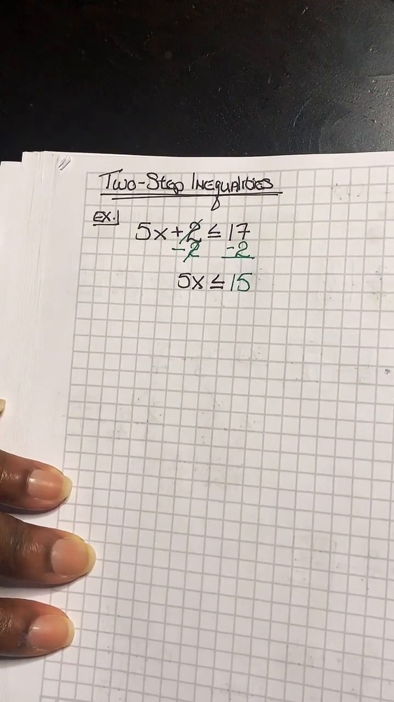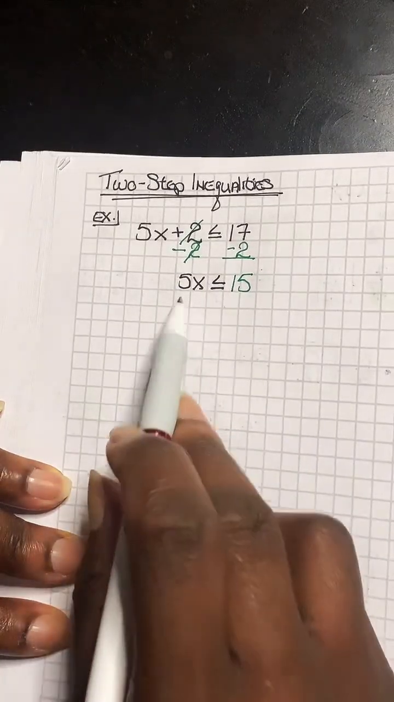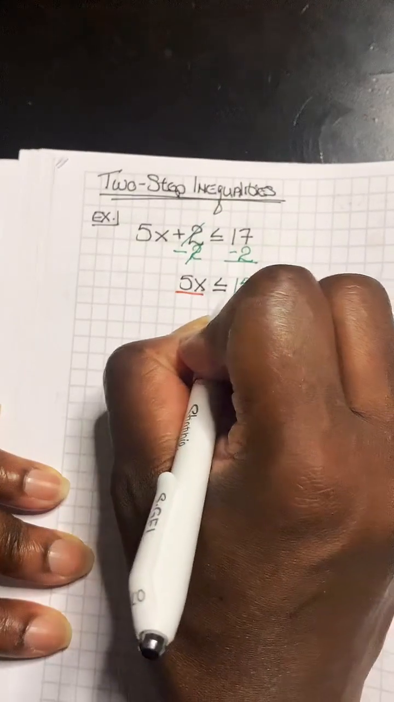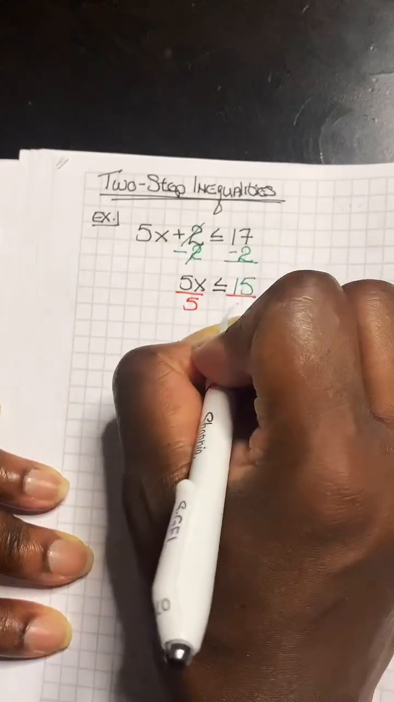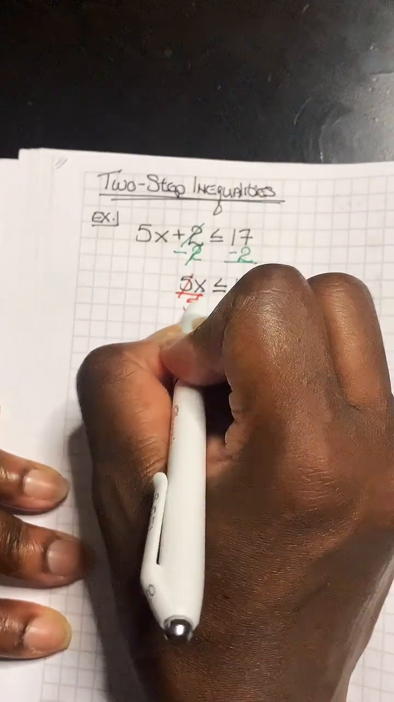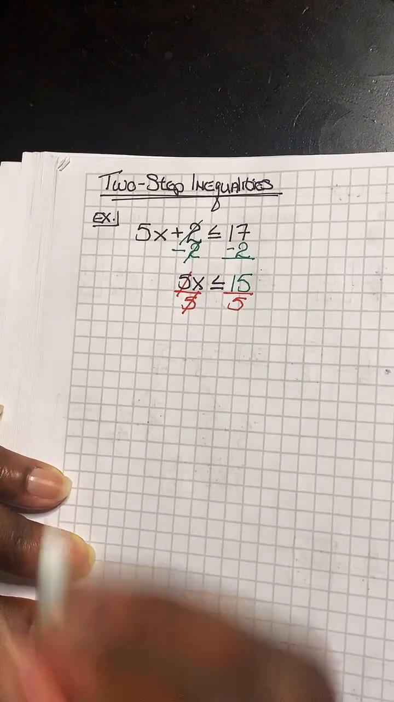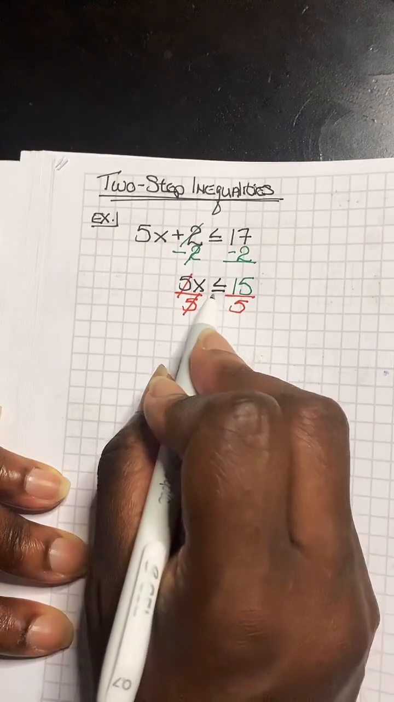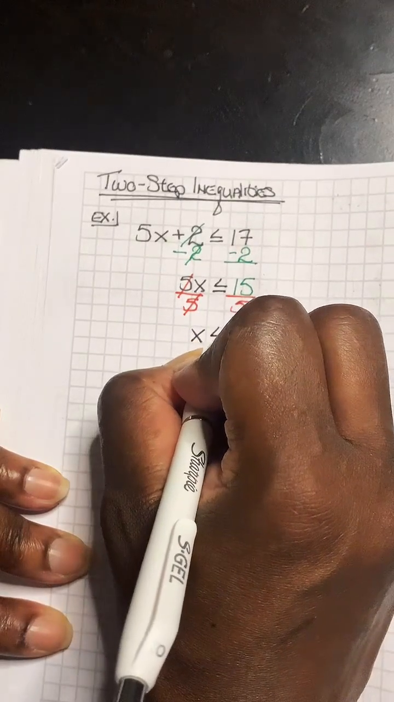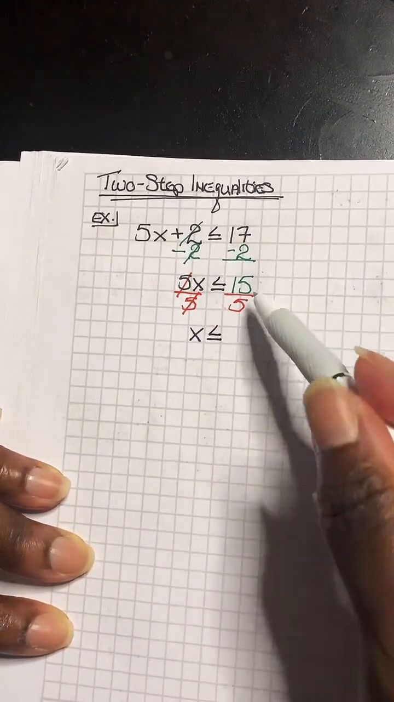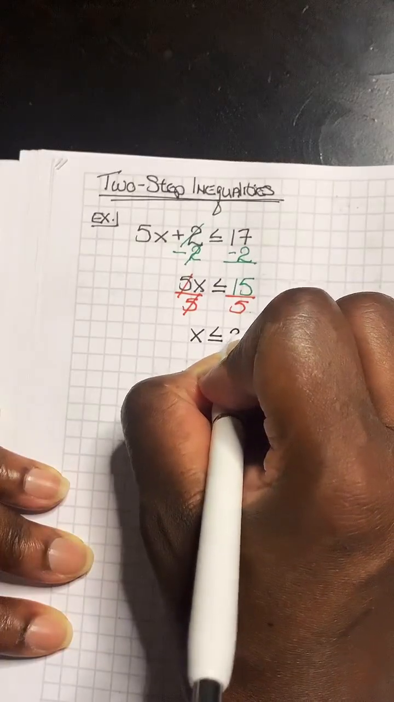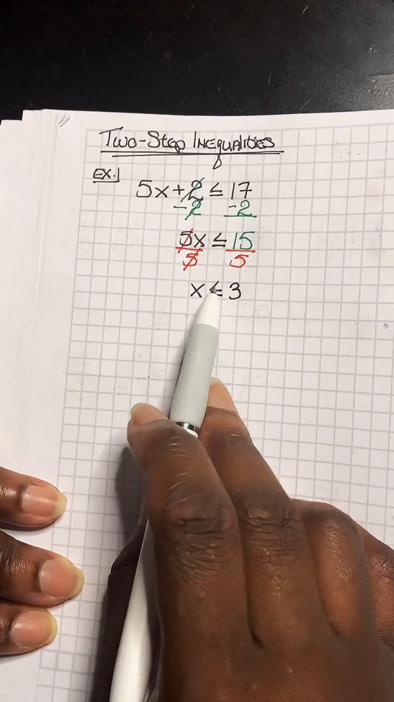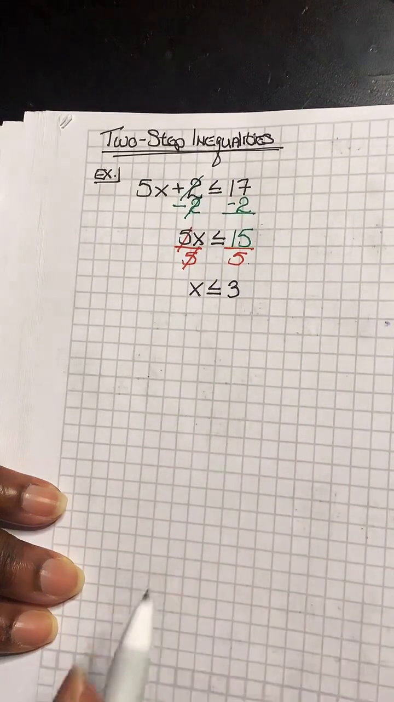So now we want to get x by itself. Okay, so this is a reminder of the one-step equations. So we need to divide both sides by 5. So 5 divided by 5, that will give us our x. And since we divide it by a positive 5, the inequality sign remains the same. And then 15 divided by 5, that gives us 3. So our inequality that we're dealing with is x is less than or equal to 3.